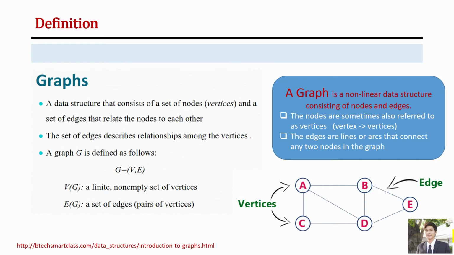So in general, the set of edges describes relationships among the vertices, and we sometimes say the cost. For example, in some problems with the distance from one point to another point, we can put the number on the line, which describes the relationship among them. And a graph G is defined as follows: G equals (V, E), a set of vertices and edges combined together to construct the graph.